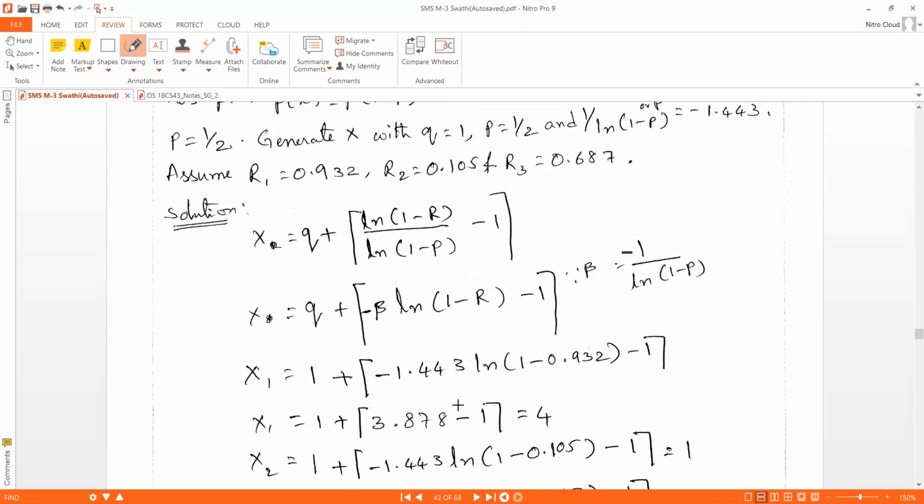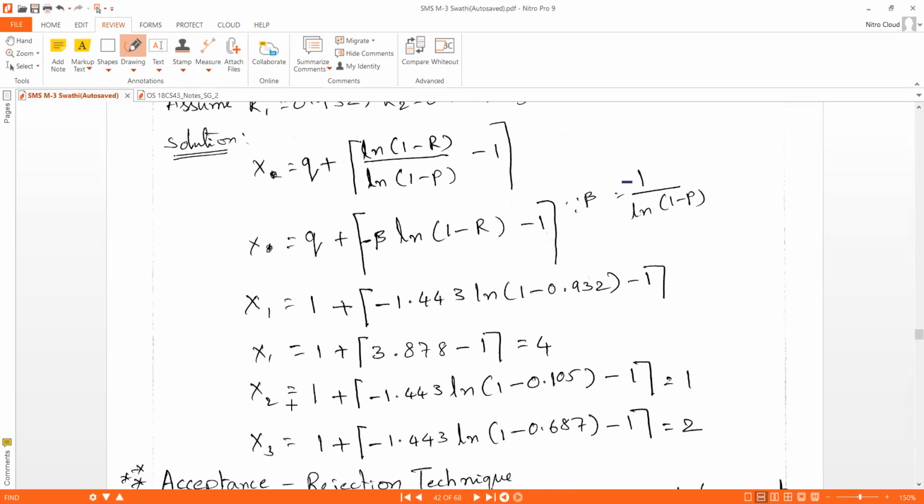That is inside the mod. 2.878, if you remove the mod, will be taken with the upper limit value. That is 2.878. After removing the mod, the value will become 3. So 1 plus 3 is equal to 4. That is the first random variate.